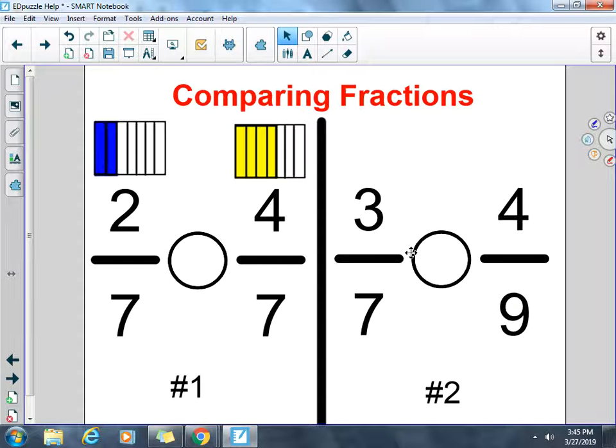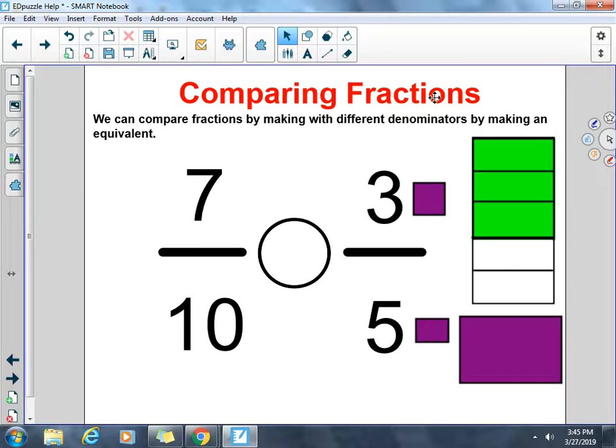Set number 2 is a little bit more challenging because the numerators aren't the same, neither are the denominators. Now, in the past, we've had a number line or a fraction wall to look at, but we don't have that anymore. So this set could be tough because the numerators aren't the same, neither are the denominators, and we don't have models to look at. But there is another way to do it.